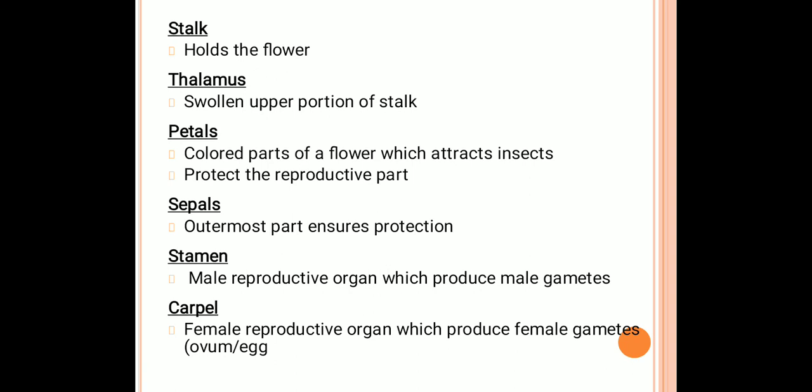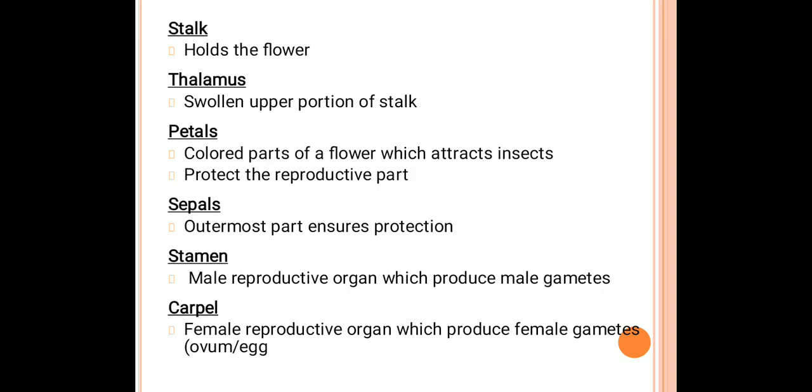The colored parts of the flower attract the insects. Why is that needed? Sometimes the flower needs pollinating agents, so for that it attracts the insects. And the main function is protecting the reproductive part. This is the main function of the petals.